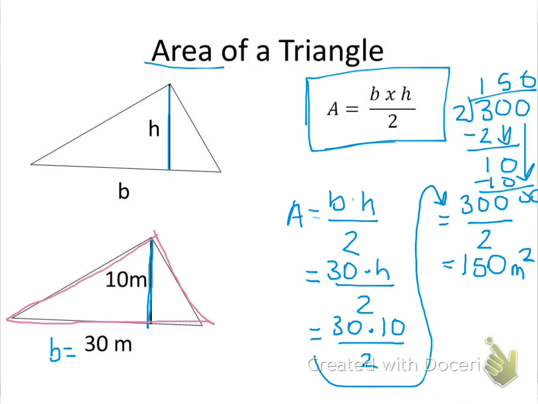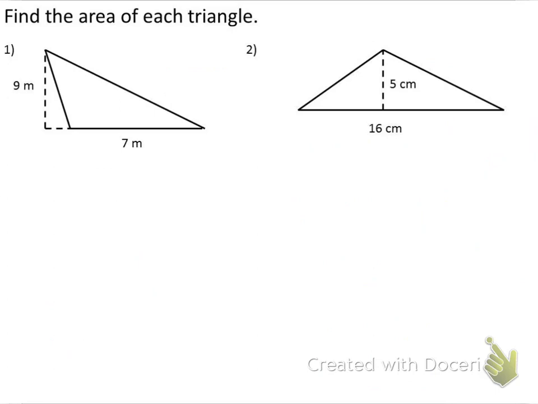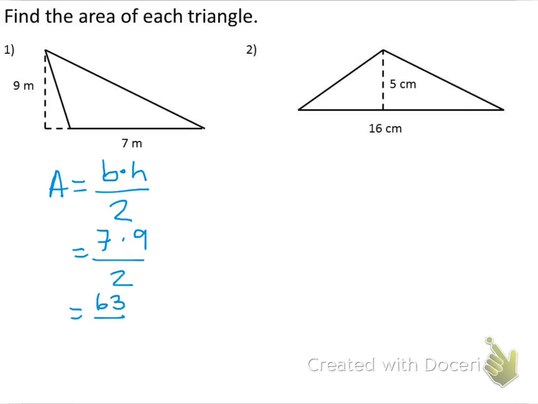Alright, let's do a few more examples. Find the area of each triangle. This triangle looks a little different. We're trying to find the area of the triangle that's outlined in black, and this dotted line right here is showing us the height of the triangle, because the height isn't actually shown on this triangle without it. First thing we're going to do is write our formula. A is equal to the base times the height divided by 2. The base is 7 times our height of 9 divided by 2. 7 times 9 is 63 divided by 2.